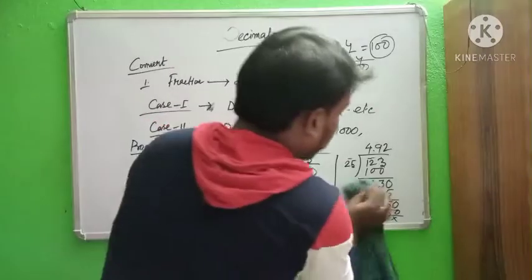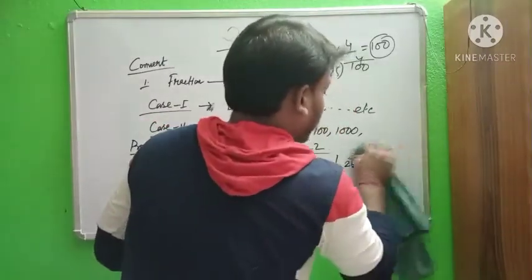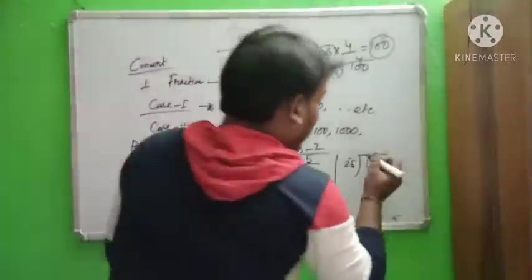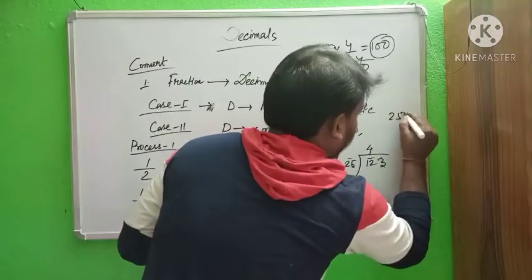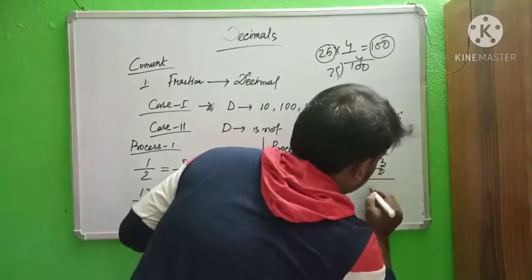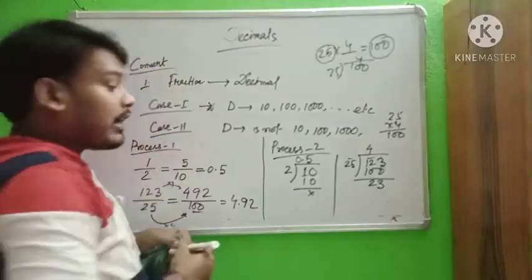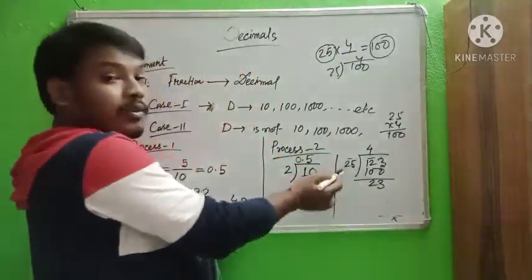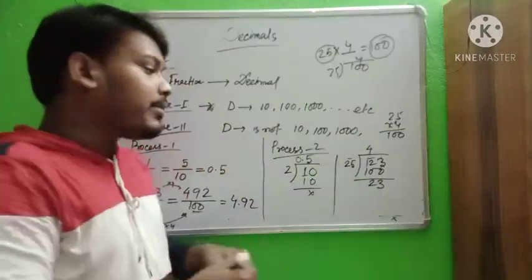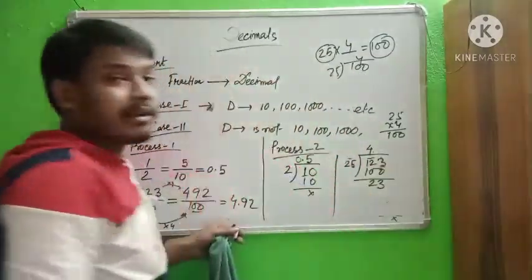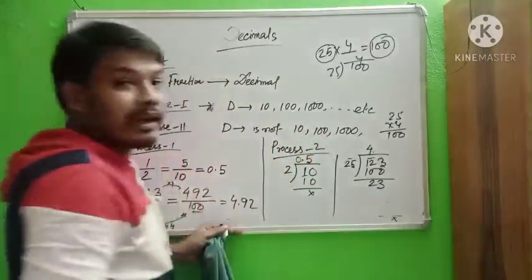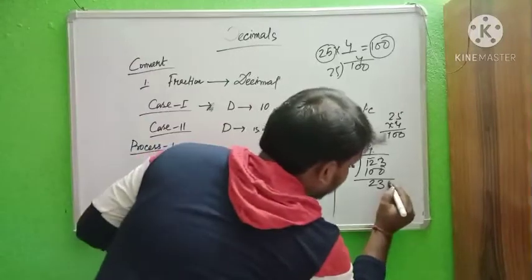But here, first we divide 123 by 25, so 25 into 4 equals 100, then we subtract, the remainder is 23. Now the remainder is less than 25, and when the remainder is less than the divisor, at that time we put a decimal point, and for this decimal point we can take 10 at a time, not 20.